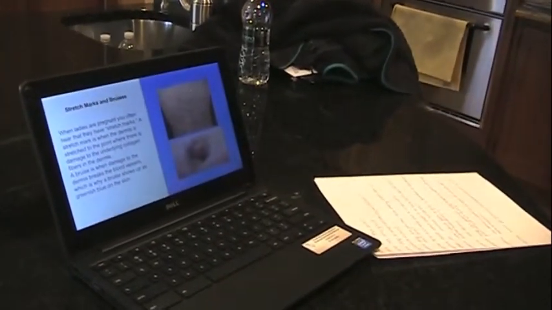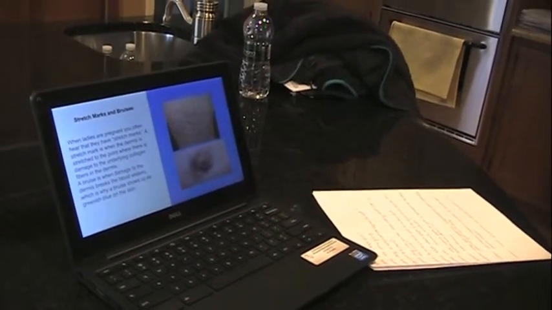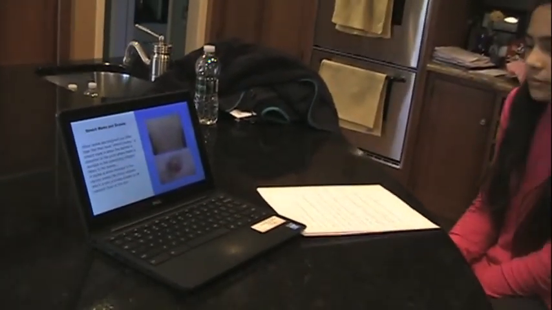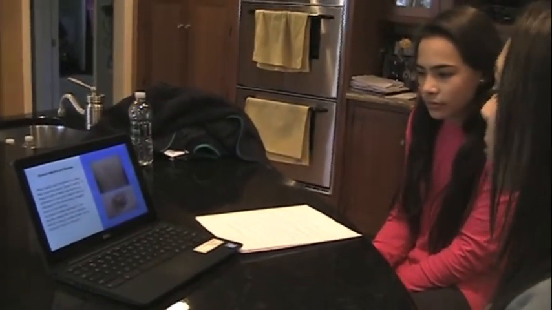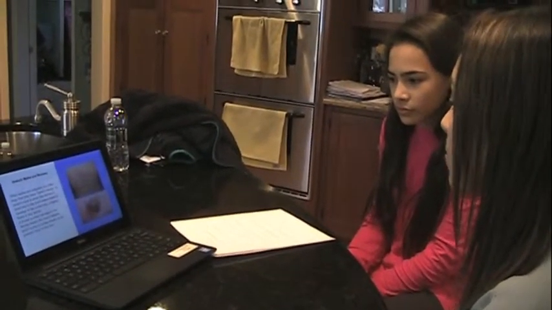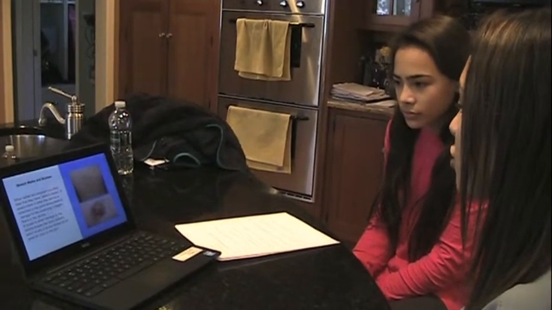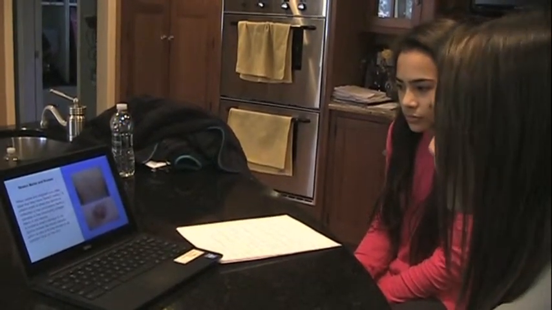So stretch marks and bruises happen in the dermis, and when ladies are pregnant, you often hear them say that they have stretch marks, and that happens when the dermis is stretched to the point where there's damage to the collagen fibers. And then a bruise is when damage to the dermis breaks the blood vessels, which is why a bruise usually shows up as a greenish blue color on the skin.